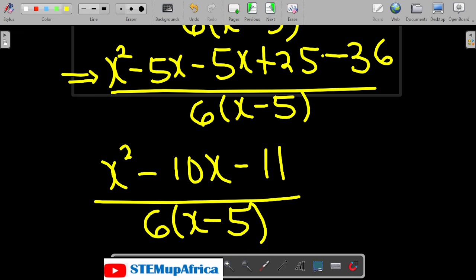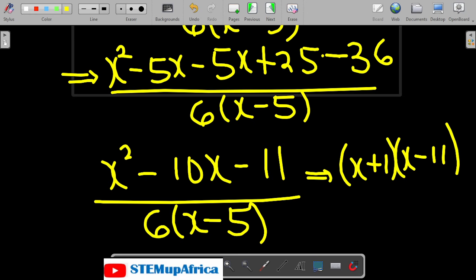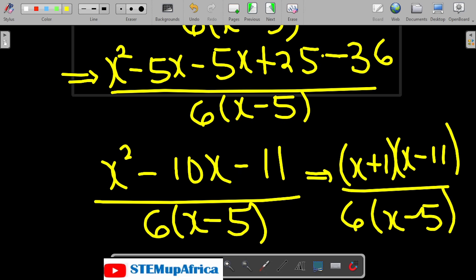So you can choose to leave your answer like this or factorize it. The factors are minus 11 and plus 1. So if you do that, you're going to have x plus 1 and x minus 11 over 6 into x minus 5. This is the solution to question 2a. Then 2b.